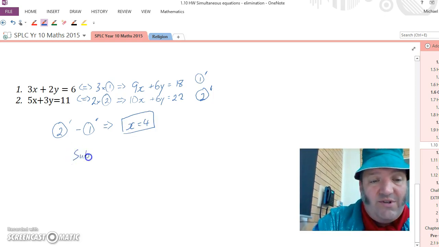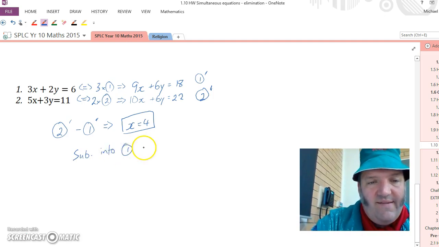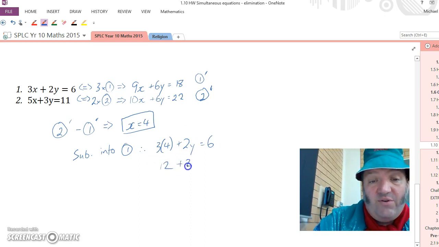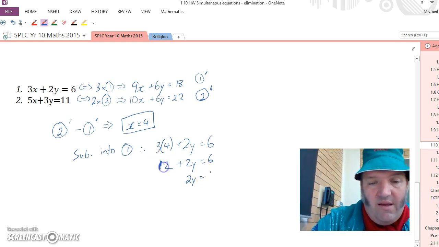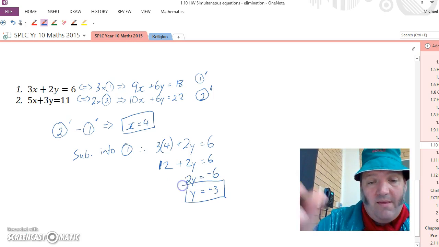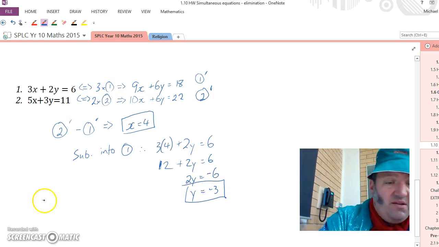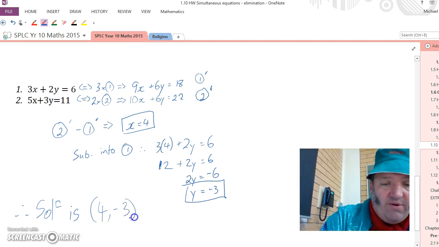What do I do with that? I substitute it into one of the original equations. I'm going to choose equation 1. So I've got 3 times 4 plus 2y equals 6. 12 plus 2y equals 6. Subtracting 12 from each side gives me 2y equals negative 6. Divide by 2, y equals negative 3. So I think the solution is, or the point of intersection is, at 4, negative 3.